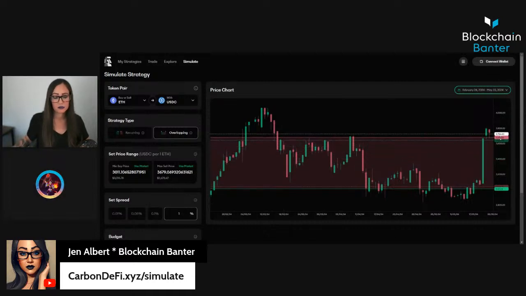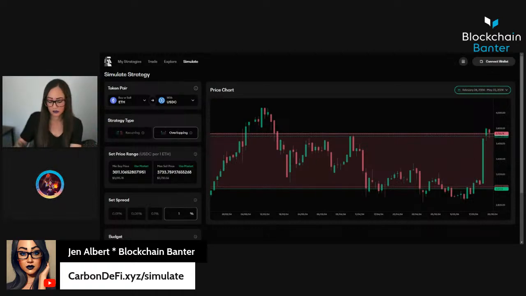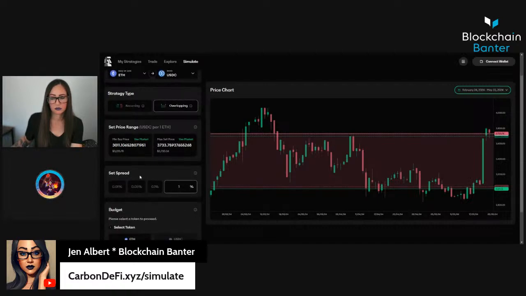Cool. So the goal of the overlapping strategy is essentially what is considered a concentrated liquidity position in other DEXs, where the buy and the sell order overlap, right? So this is what I'm showing you right now. Carbon obviously has some flexibility in the sense that our spread or fee tier has no preset. There are some presets here, but you can set this to be whatever you want it to be, right? So we don't limit the fee tier that you can set here.